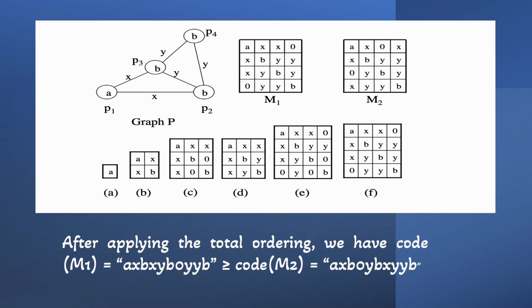As we observe in the figure shown above, a graph P with labels has two adjacency matrices associated with it, which shows code M1 is greater than or equal to code M2, meaning code of M1, which is AXBXYBOYYB, is greater than or equal to code of M2, which is AXBOYBXYYB, what we get after applying the entire ordering.